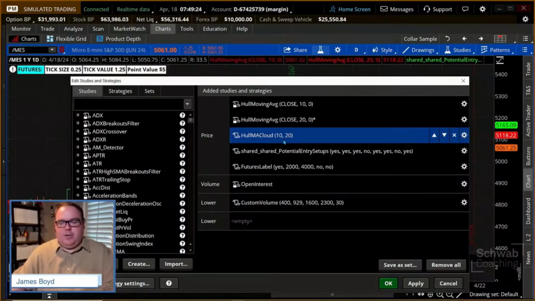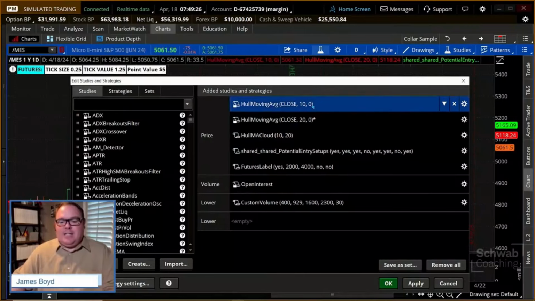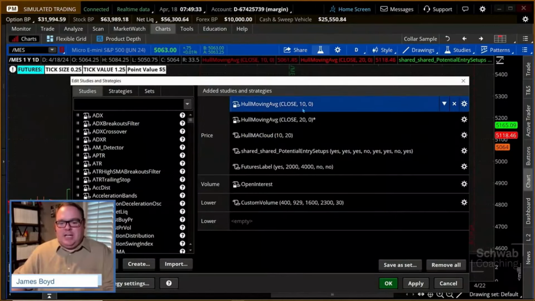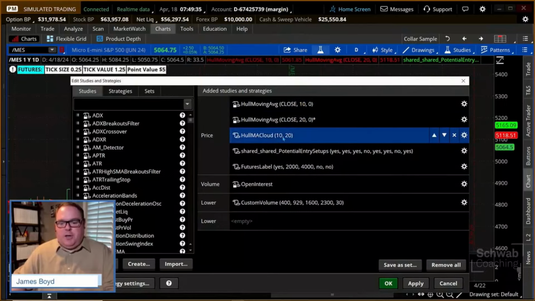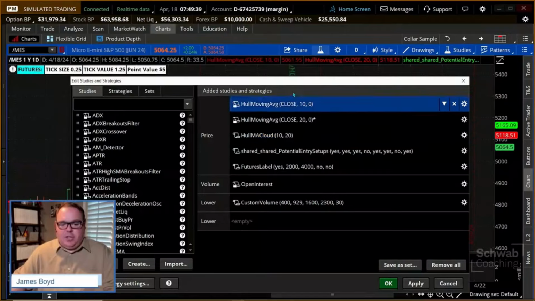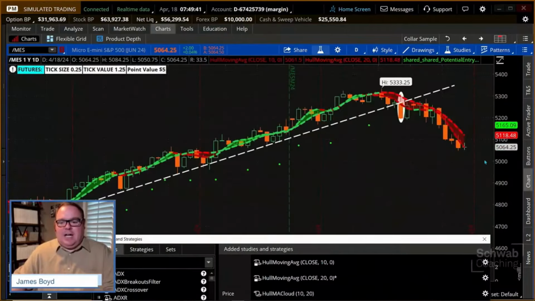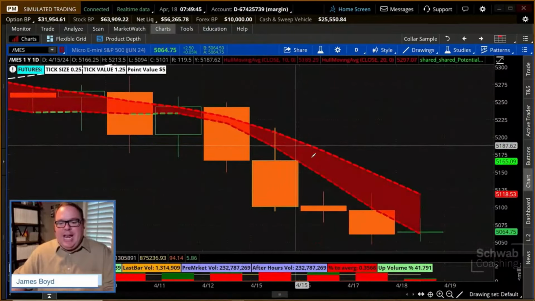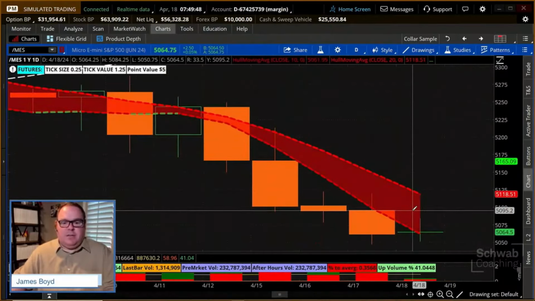It's based on a 10-20. So if Greg says 10 and 30, okay, and he wants to change it to 10 and 20, we want to make sure the whole cloud is also stating which moving averages you're using. So when we say the cloud, what is that? Well, that's the shading between the moving average lines, okay?